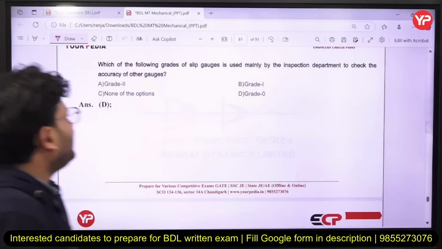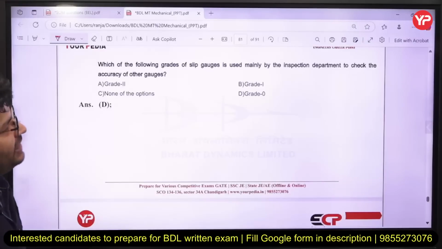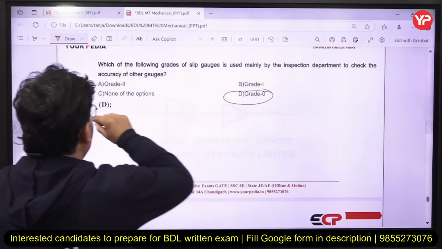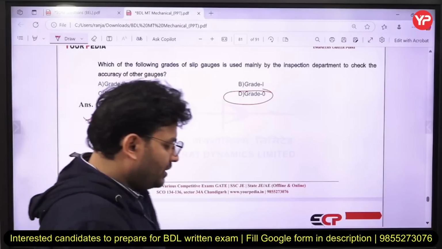Which of the following grades of slip gauge is mainly used in the inspection department to check the accuracy of other grades? So I am going to use grade 0, because high precision is required. That's why I am going to use the 0 grade.